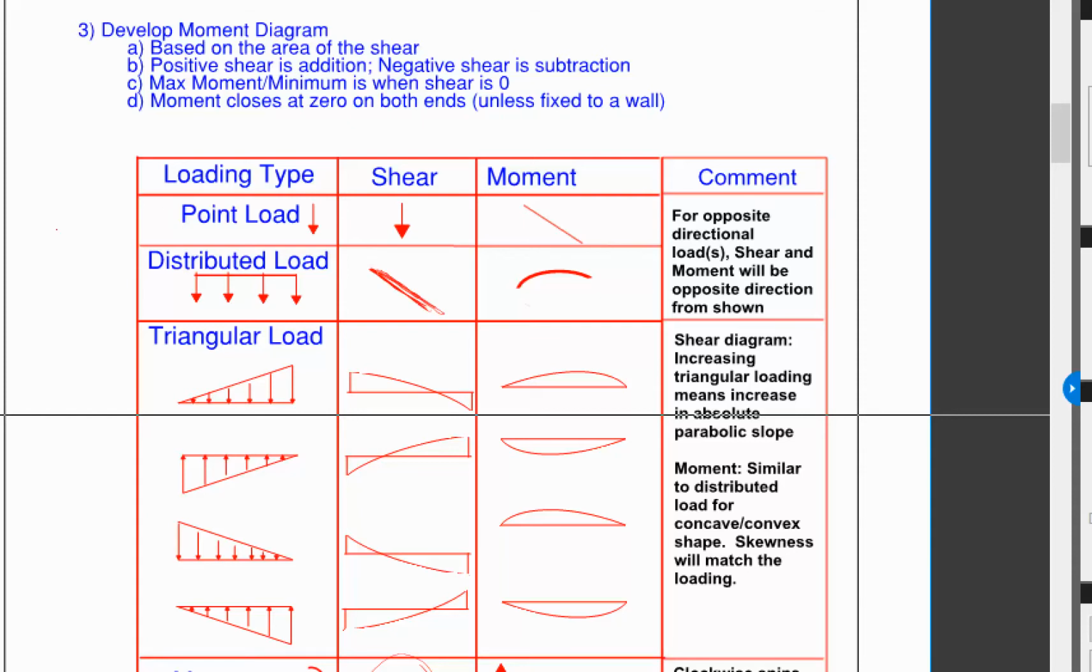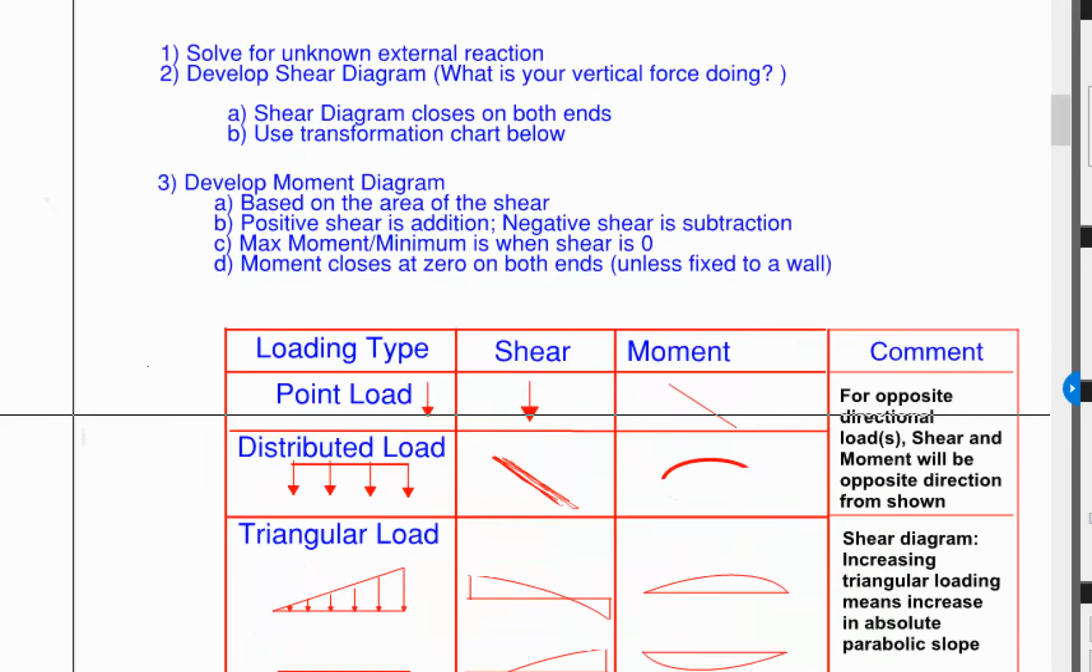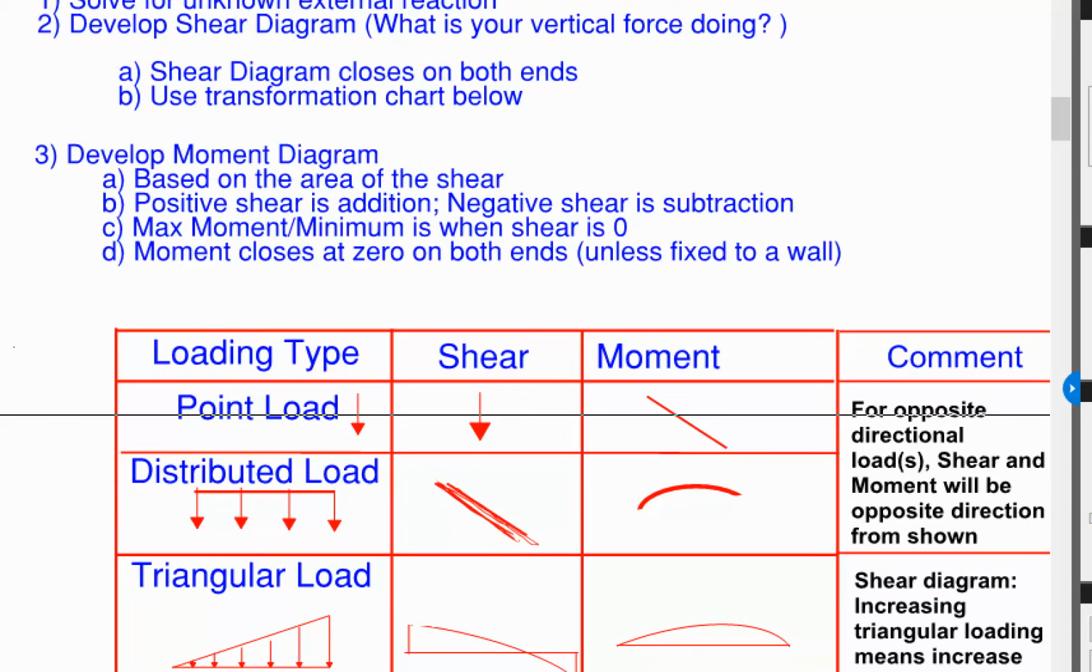And how do you develop your moment diagram? A, it's based on the area of the shear diagram. B is saying that positive shear is addition and negative shear is subtraction. Max moment and minimum moment is when shear is equal to 0. Moment closes at 0 at both ends, unless fixed to a wall.